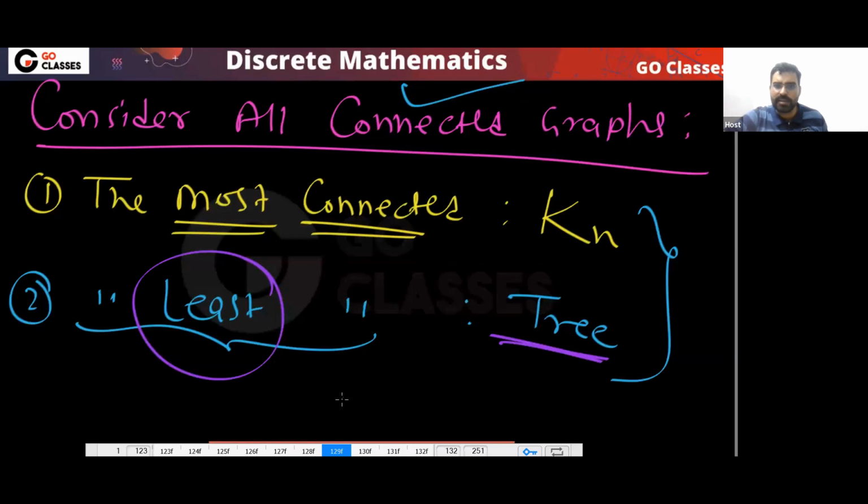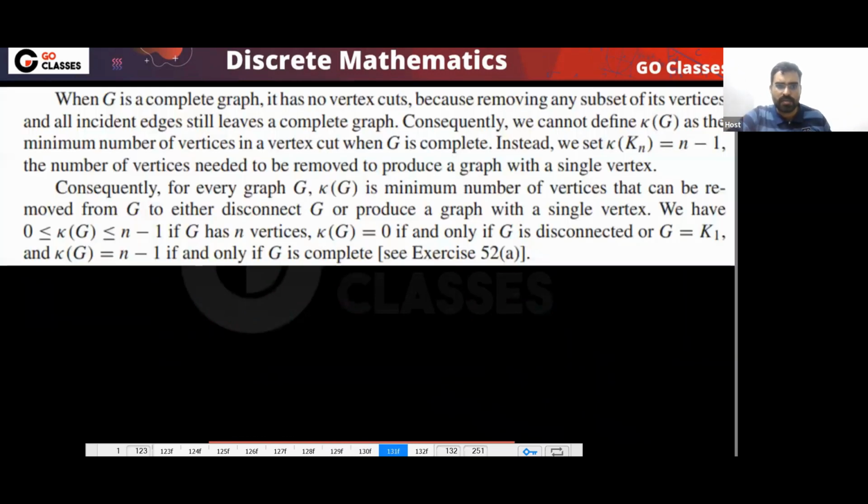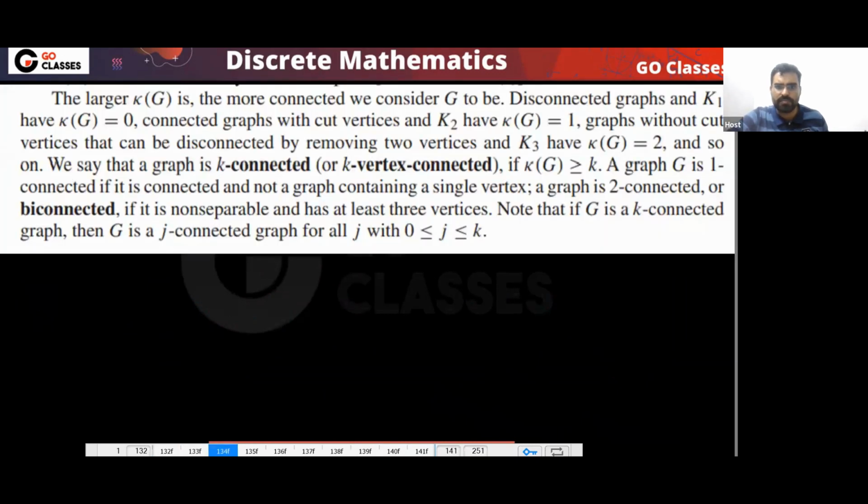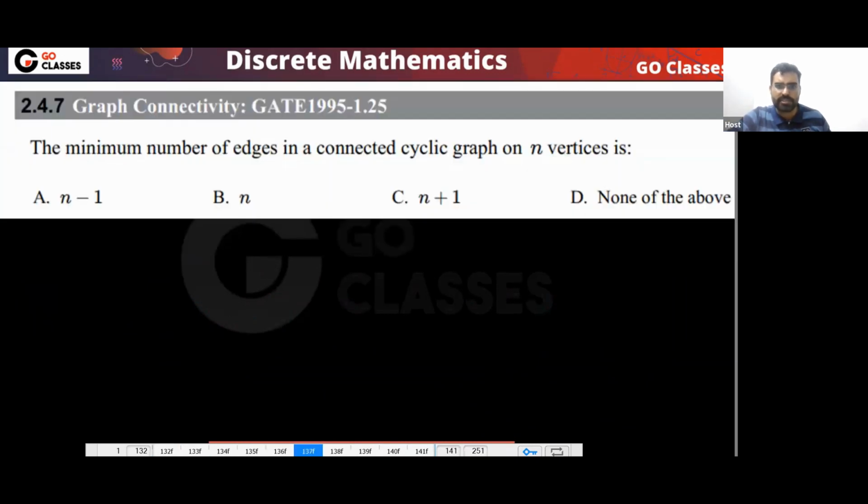Minimally connected. You know this. This tree is minimally connected. We already know this. So all these concepts we have seen. Please let me know if you have any doubt. If there is any doubt, you can ask.